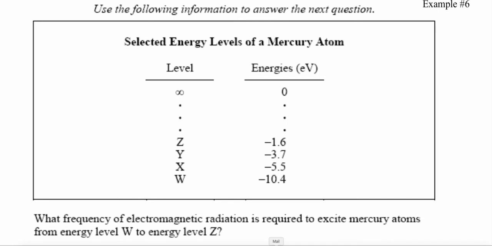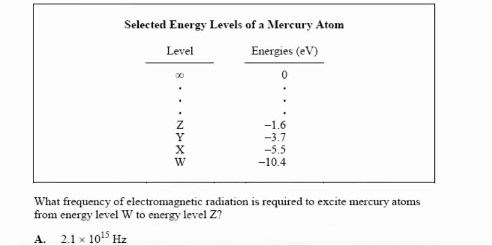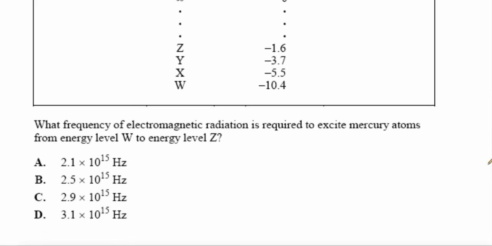So for this example, we have a table of energy levels for a mercury atom. Now it asks us what frequency of electromagnetic radiation is required to excite mercury atoms from the W to the Z energy level. So if I look at that here, we want to go from energy level W to energy level Z, and we want to know what is my frequency for this. So I have to figure out which change of energy we have.